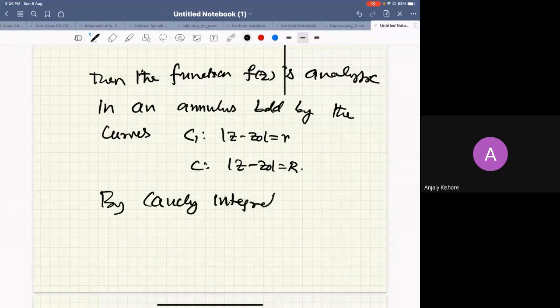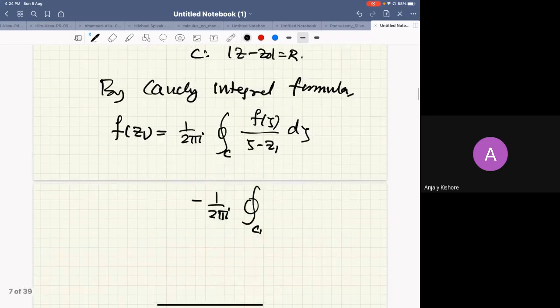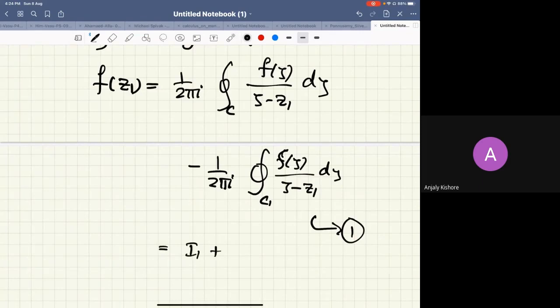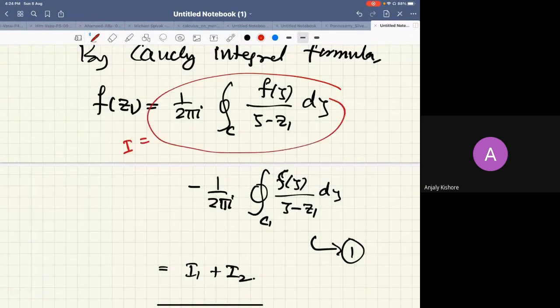By Cauchy integral formula for a multiply connected domain, f of z1 is nothing but 1 by 2 pi i integral over C of f of zeta by zeta minus z1 d zeta, minus 1 by 2 pi i integral over C1 of f of zeta by zeta minus z1 d zeta. I will call this equation 1. So this is integral I1 plus integral I2, where I1 is the first integral and I2 is the second.